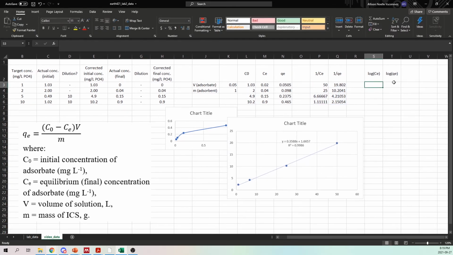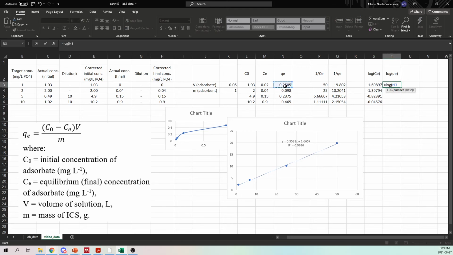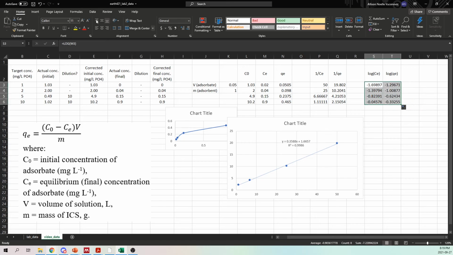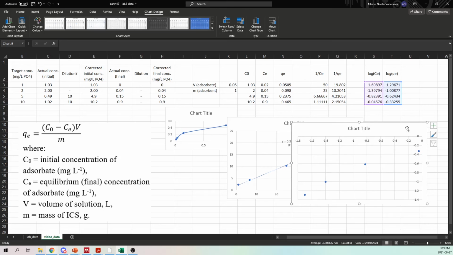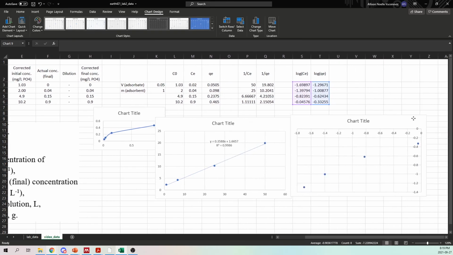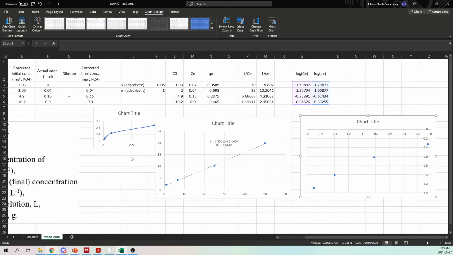Now we can move on to the Freundlich. We have to take log of CE and log of QE. So just equals log CE, drag it down, and log of QE. Insert another chart for this. I'll add a trend line to see the relationship. Alright, so we got 0.96 for the Freundlich isotherm.